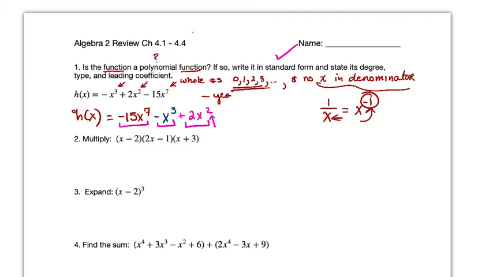Check that one off. Its degree. Well, each one of these has degree 7, degree 3, degree 2. The degree of the whole thing is the highest one, so degree 7. Let's put that: degree equals 7. Its type, so this would be a 7th degree, and it's got 3 terms in it, 1, 2, 3, so trinomial.